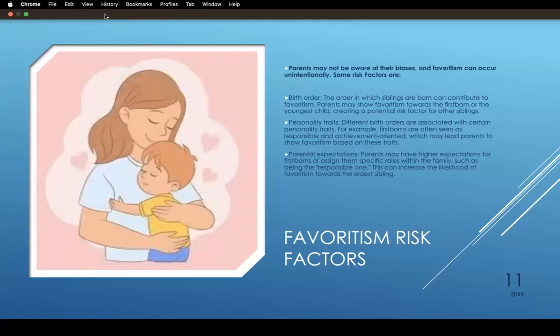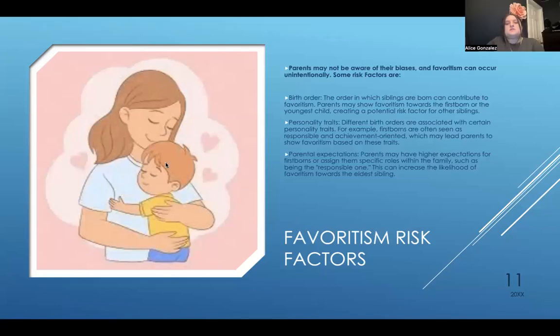Okay, so favoritism and risk factors. Parents may not be aware of their biases, and favoritism can occur unintentionally. Some risk factors are birth order. The order in which siblings are born can contribute to favoritism. Parents may show favoritism towards the firstborn or the youngest child, creating a potential risk factor for other siblings.